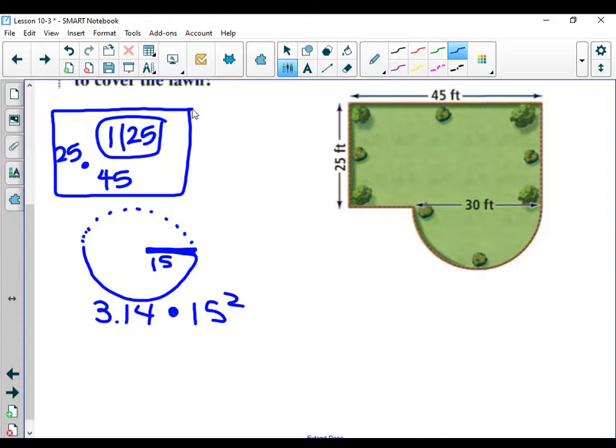225 times 3.14. 706.5. But there's only half a circle in our picture. So what should I do to 706.5? Set it up, type it in. 353.25.